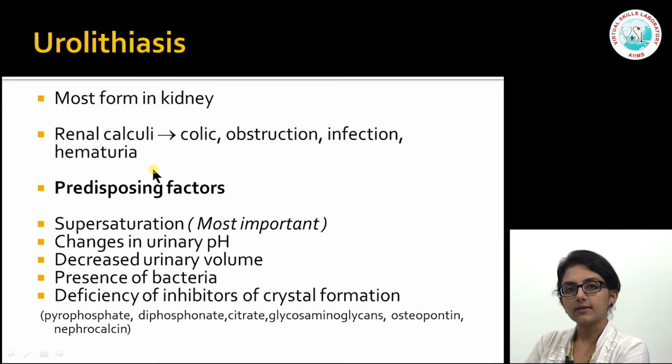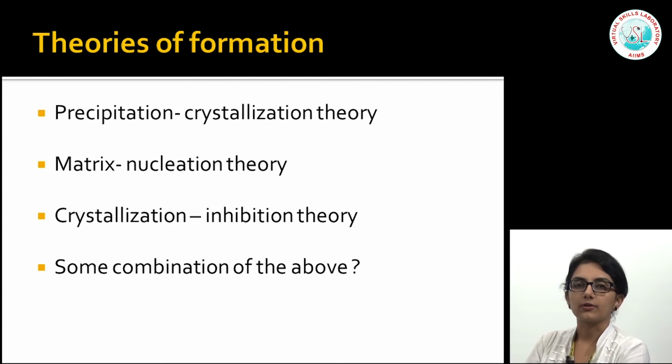We need to remember that there are certain predisposing factors in the urine which predispose to urolithiasis, of which supersaturation is most important, along with changes in urinary pH which predispose to one or the other type of stone, and we'll discuss that in subsequent slides. Any decrease in urinary volume, presence of bacteria which act as a nidus on which crystal formation and stone formation occurs, and some patients may have deficiency of inhibitors of crystal formation, including pyrophosphates, diphosphonates, nephrocalcin, etc. So all of these are predisposing factors to uro or nephrolithiasis.